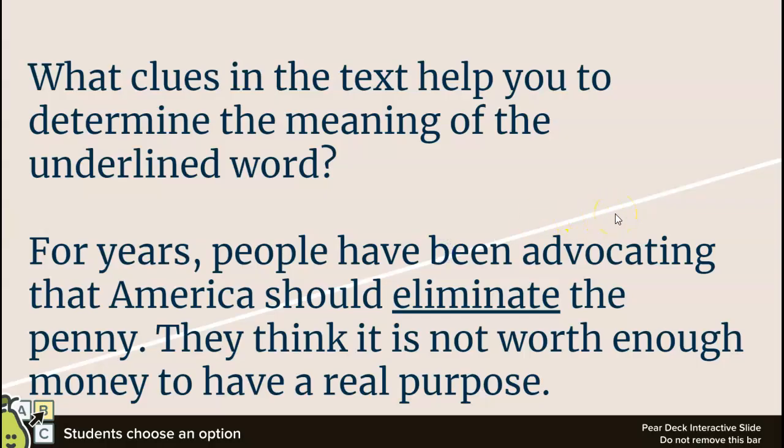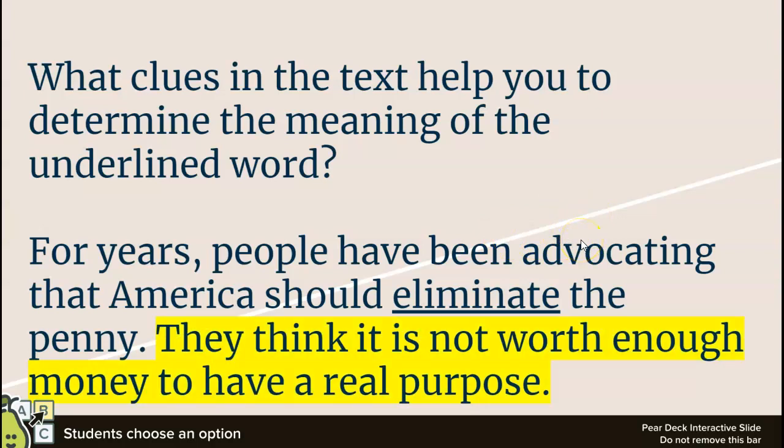What clue in the text helps you determine the meaning of the underlined word? For years, people have been advocating that America should eliminate the penny. They think it is not worth enough money to have a real purpose. What clues do you see in this phrase here that can help you figure out what the meaning of the word eliminate is?